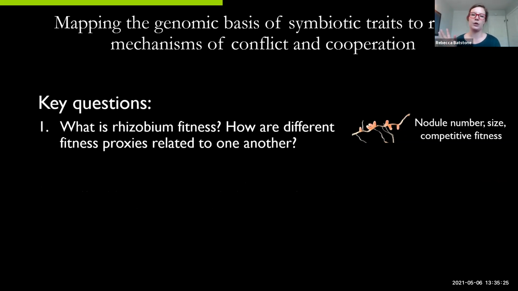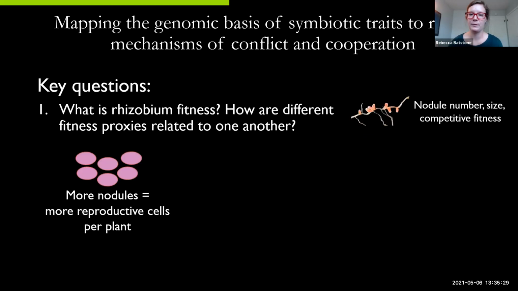But I'm going to go through a little bit about what we mean by rhizobium fitness. So we know that rhizobia get a significant boost in fitness when they successfully nodulate plants. And in fact, it's been estimated that a single rhizobium cell that establishes a nodule is thought to gain a fitness benefit of 10 to the 5 or more. So more nodules of the same strain presumably would then be equated to greater rhizobium fitness at the plant level.